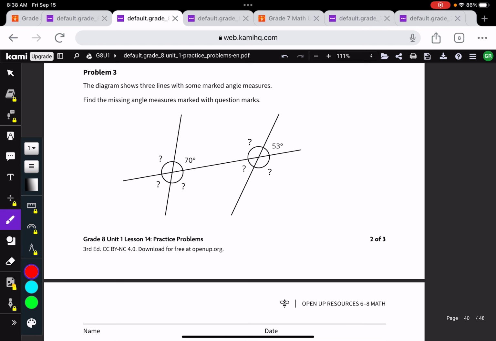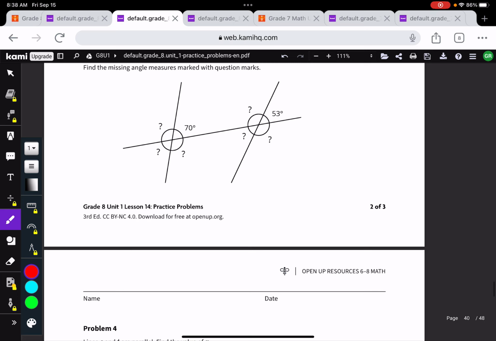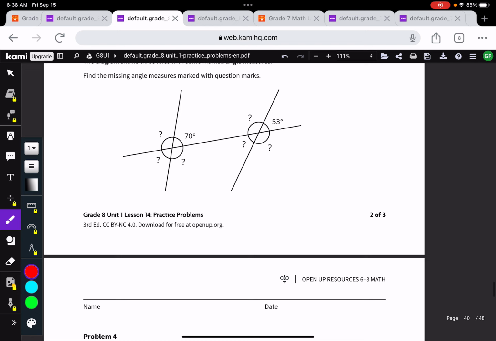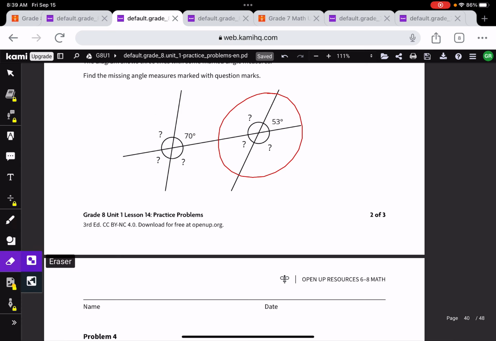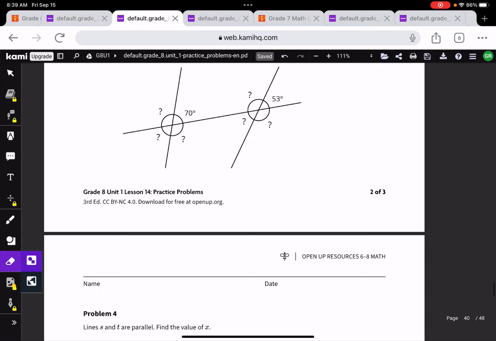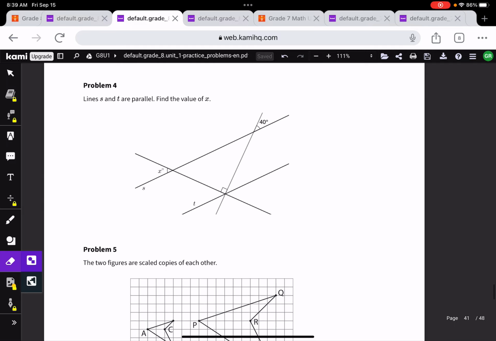Problem 3, the diagram. Hopefully you're pausing. You don't have to go at my pace. The diagram shows 3 lines with some marked angle measures. Find the missing angles. That's just like a problem we just did. Notice these aren't parallel, not a big deal. Means you just have to treat this one separate from this one, unlike the previous problem, unlike if they're parallel. But they do give us 2 angles, so very doable.